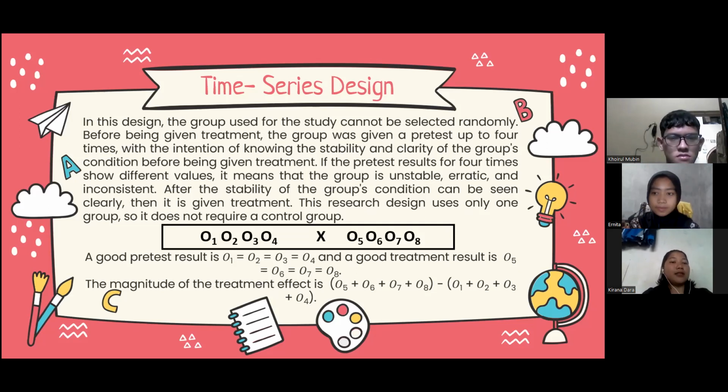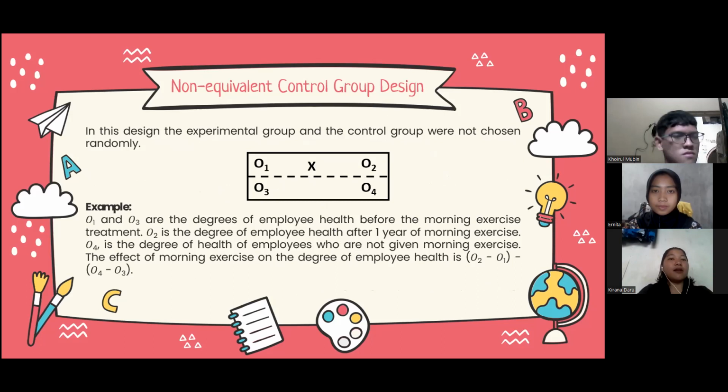A good pretest result is O1 equals O2 equals O3 equals O4, and a good treatment result is O5 equals O6 equals O7 equals O8. The magnitude of the treatment effect is O5 plus O6 plus O7 plus O8 minus O1 plus O2 plus O3 plus O4. Next. Non-equivalent control group design.